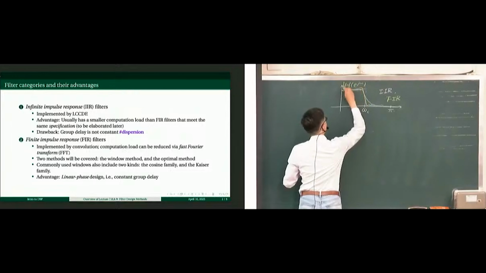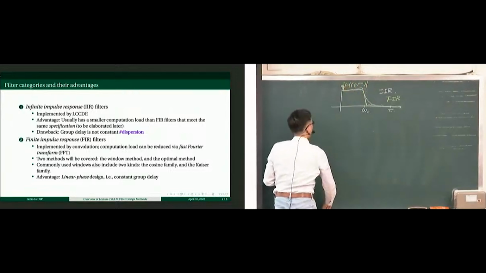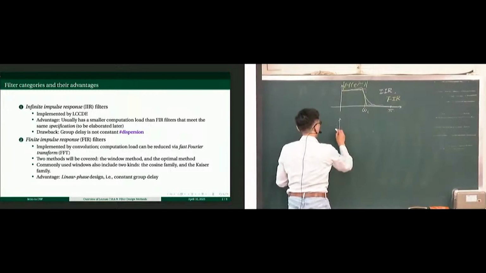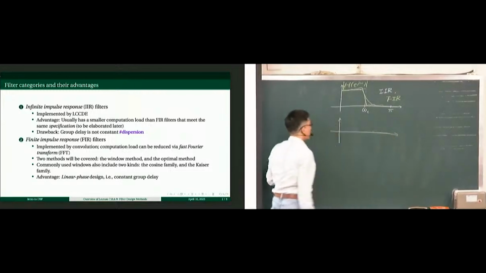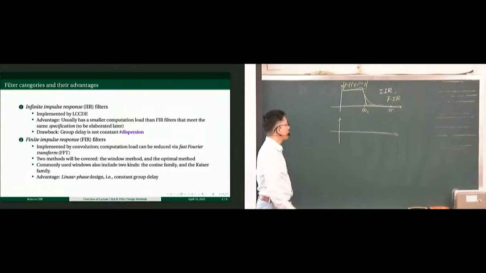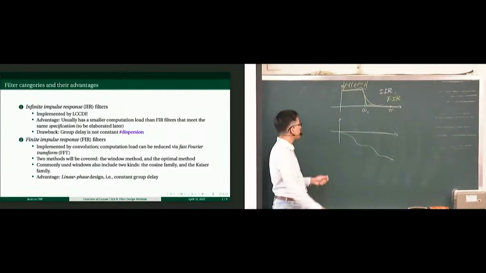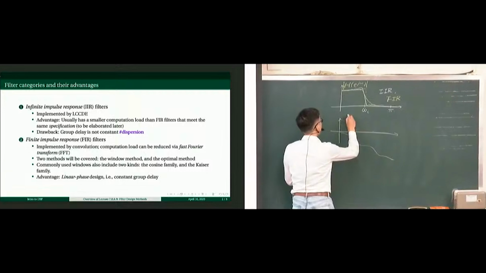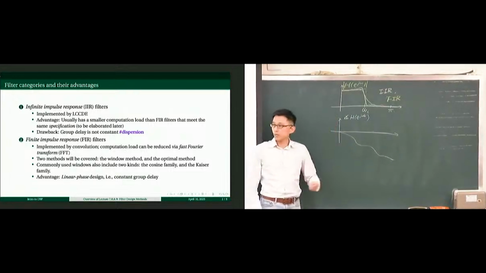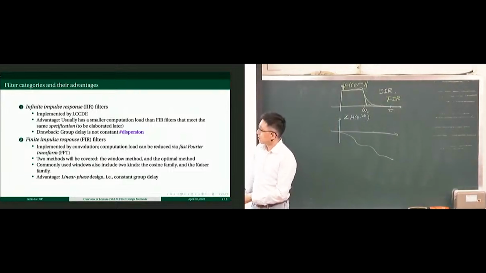But when you plot the phase response, the IIR phase response, in general, will not be a straight line. In general, the phase response could be just anything. I'm just randomly drawing something. This is the phase response of your design. It's not going to be a straight line. This phase response will never be a straight line.